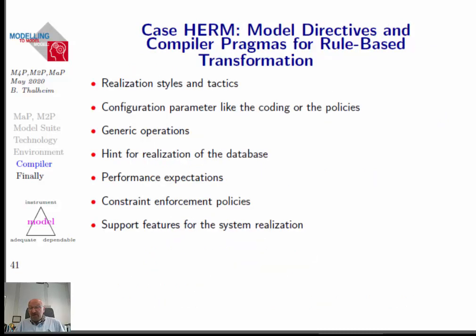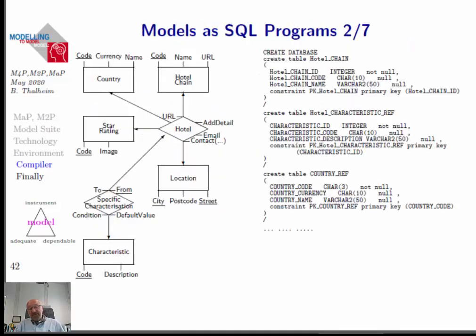In this case, you say, okay, fine, I have now a number of model directives. And I add for my compiler, as we do in sophisticated compiler technology, pragmas for the rule-based transformation. That means I have realization styles and tactics. I have configuration parameters. I'm basing my support for functionality of database applications on generic operations. I add my hints, I have performance expectations, my constraint enforcement policies, etc. Whatever you can add.